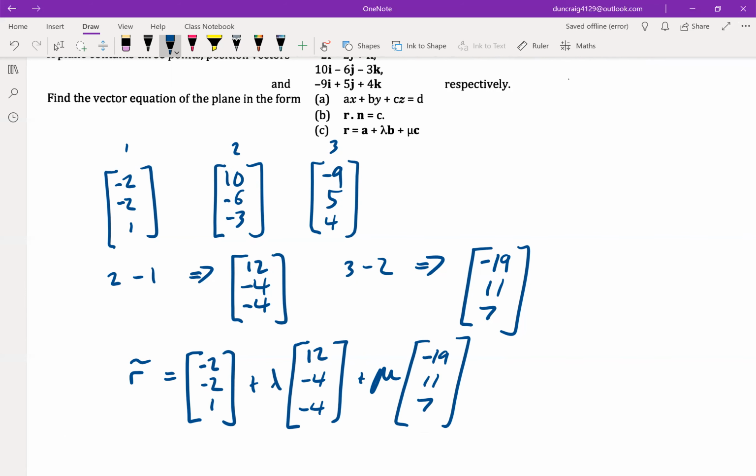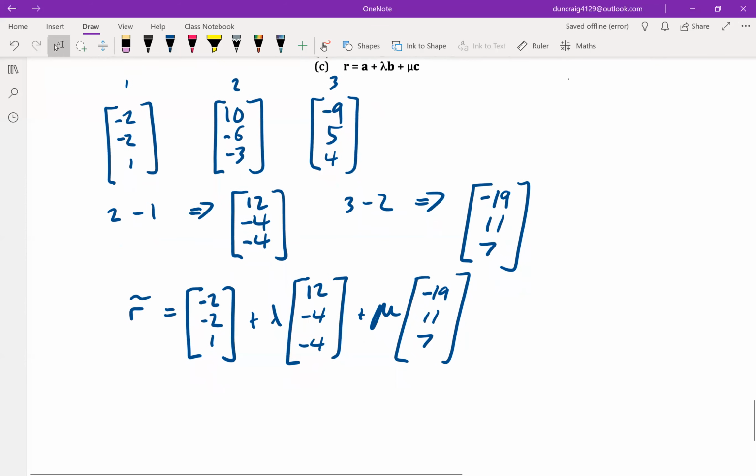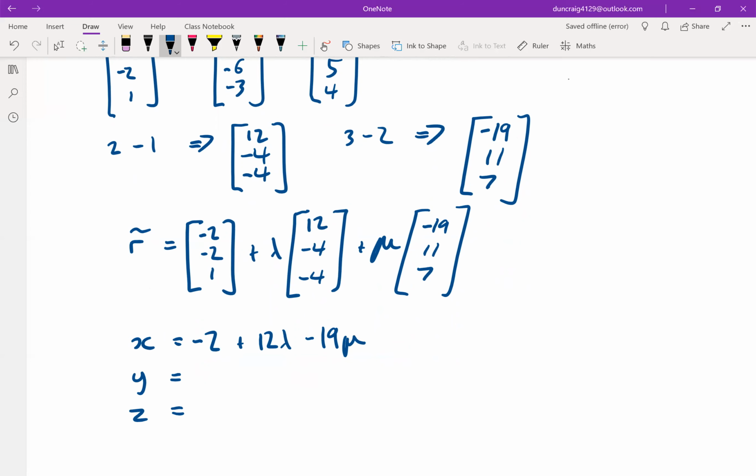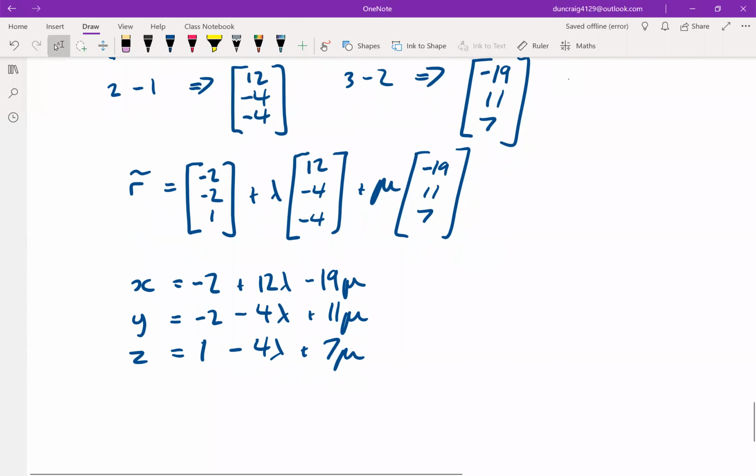What I can do is put that into parametric form. So I can say that my x, y, z is going to be equal to minus 2 plus 12 lambda take 19 mu, minus 2, take 4 lambda plus 11 mu, and then 1 take 4 lambda plus 7 mu, like so. And then we can just solve simultaneously.